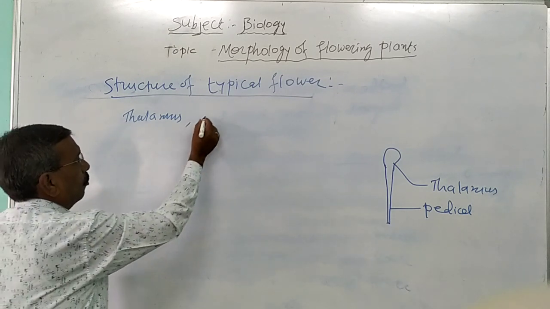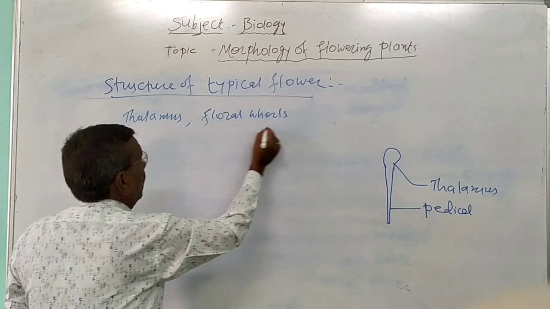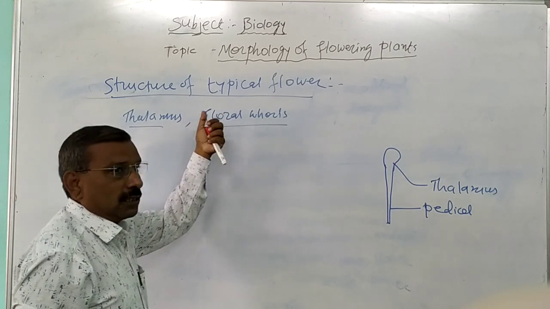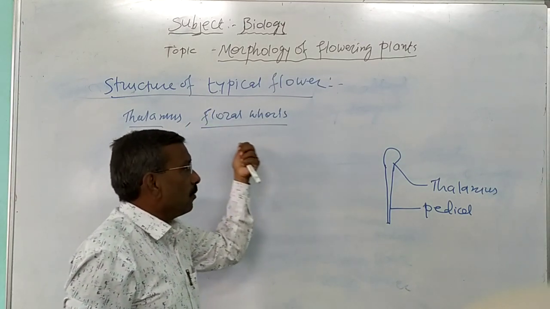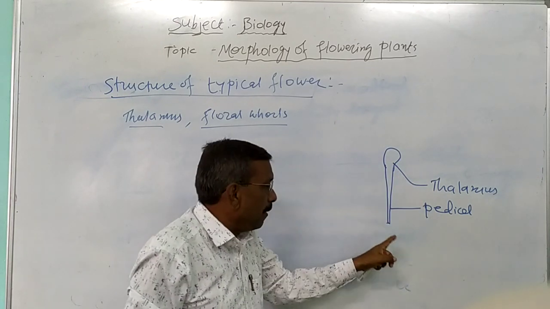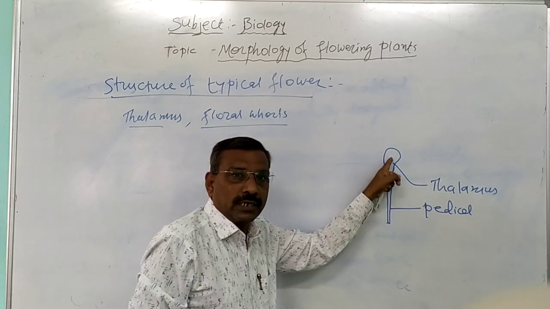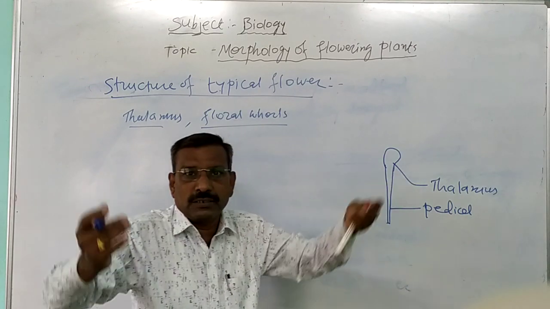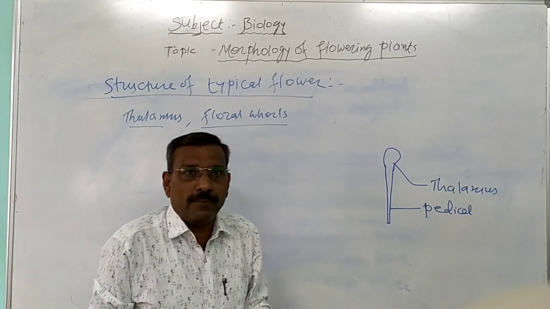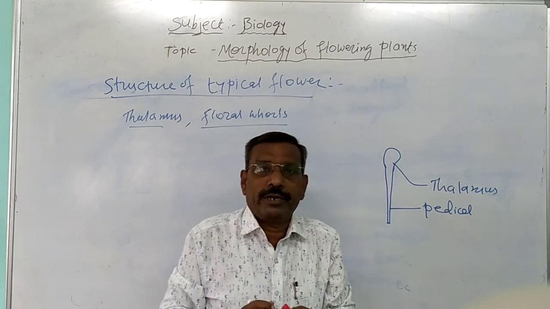Then the next one is the floral whorls. The floral whorls are the parts of the flower. Now the first part is the thalamus. Structurally, the flower consists of parts like the thalamus. Thalamus is the expanded tip of the pedicel. This one is the pedicel and this one is the tip. The tip of the pedicel that has become expanded is known as the thalamus.